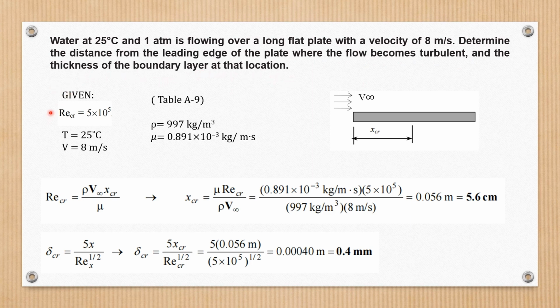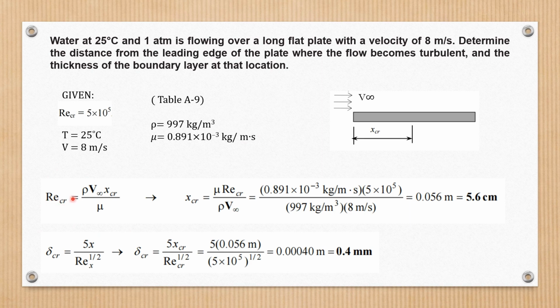So first, we're going to determine our given, wherein our Reynolds number is equal to 5 times 10 raised to 5. The temperature is equal to 25 degrees Celsius and our velocity is equal to 8 meters per second. So going back to the problem, water is being mentioned at 25 degrees Celsius and 1 atmosphere. If we look at the property table, Table A-9, the water's density is equal to 997 kilograms per cubic meter and the dynamic viscosity is equal to 0.891 times 10 raised to negative 3 kilogram per meter times seconds.